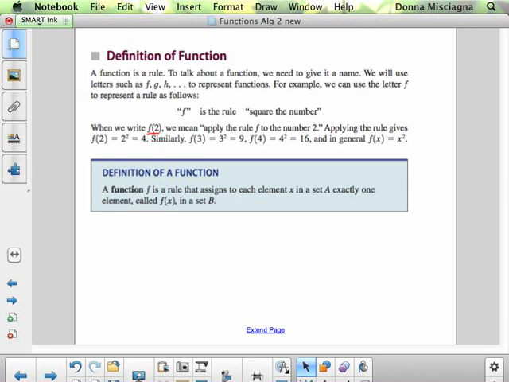If we had F of 3, we would square 3 and get 9. If we had F of 4, we would square 4 and get 16. And in general, F of x equals x squared is the rule. So a function f is a rule that assigns to each element x in a set A exactly one element called f of x in a set B. Right? This part is in your notes.